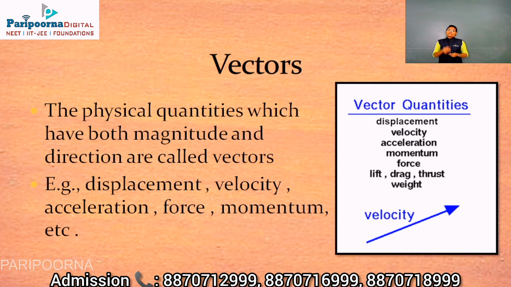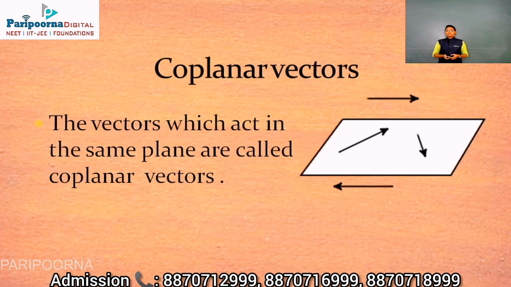In the case of vectors, vectors are the physical quantities which have both magnitude as well as direction. Examples: displacement, velocity, acceleration of the object, force, momentum, etc. So these vector quantities have both magnitude as well as direction.